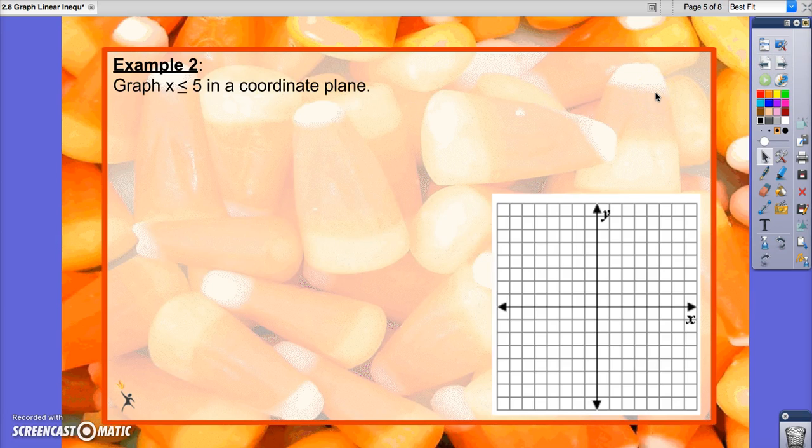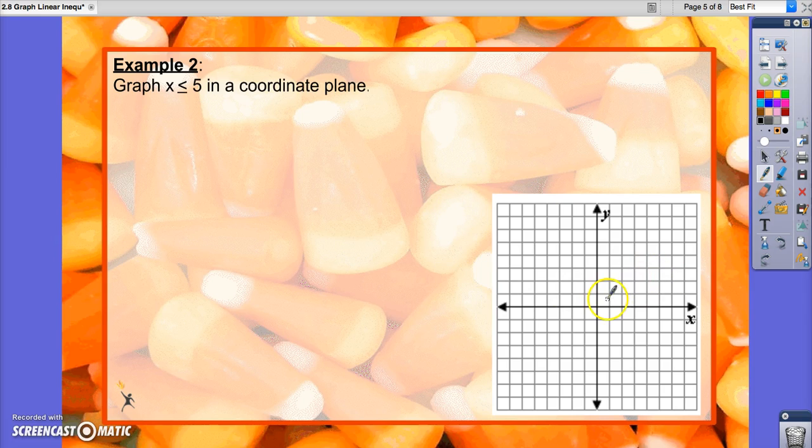All right, so we're going to start with the basic one. Graph x less than or equal to 5 in a coordinate plane. So I first start with the x inequality. I would think of it as x equals 5. And if you remember back, be careful. It's either going to be a horizontal or vertical line, right? So think about that for a minute.